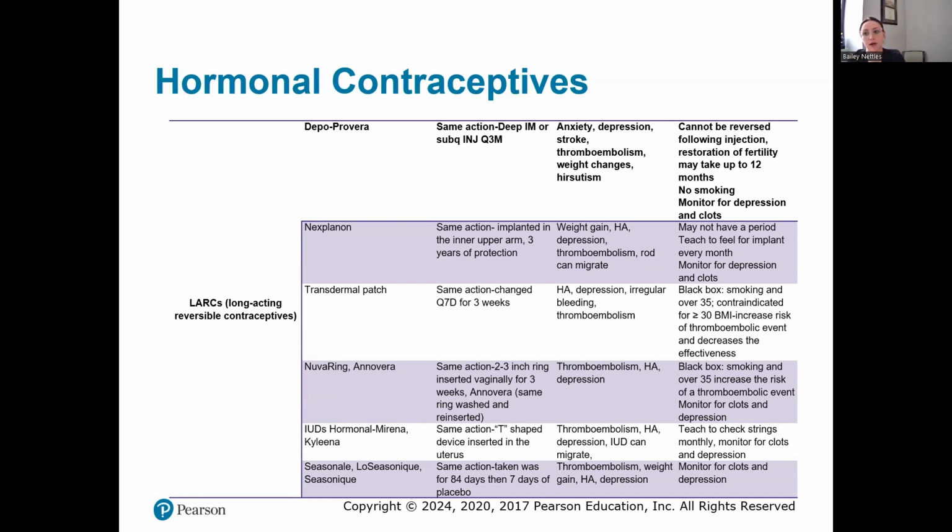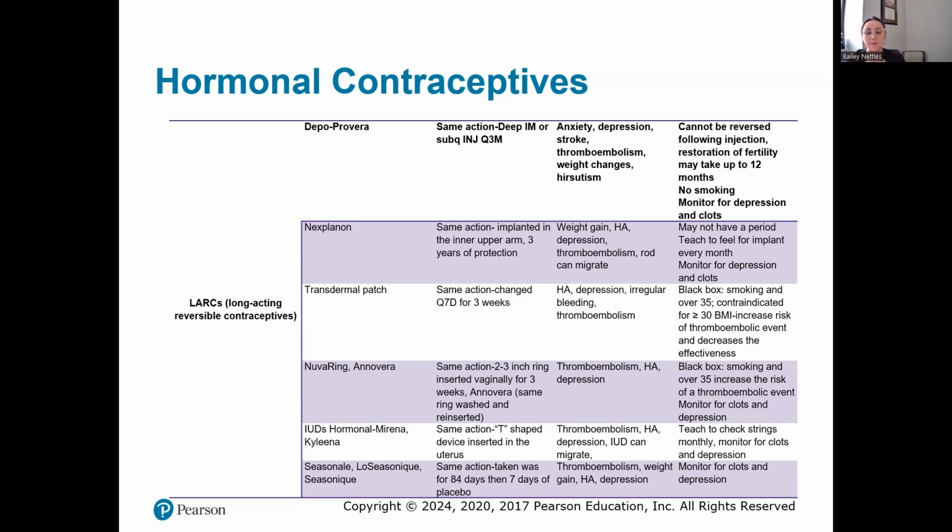Okay. So if this is a young person, you need to tell them, because if that's something that they want, if they want to have children, if they want to have children young, especially, you need to tell them before you give it to them, because I wouldn't want to take it if it were me. Okay. Once again, no smoking, monitor for depression and clots.